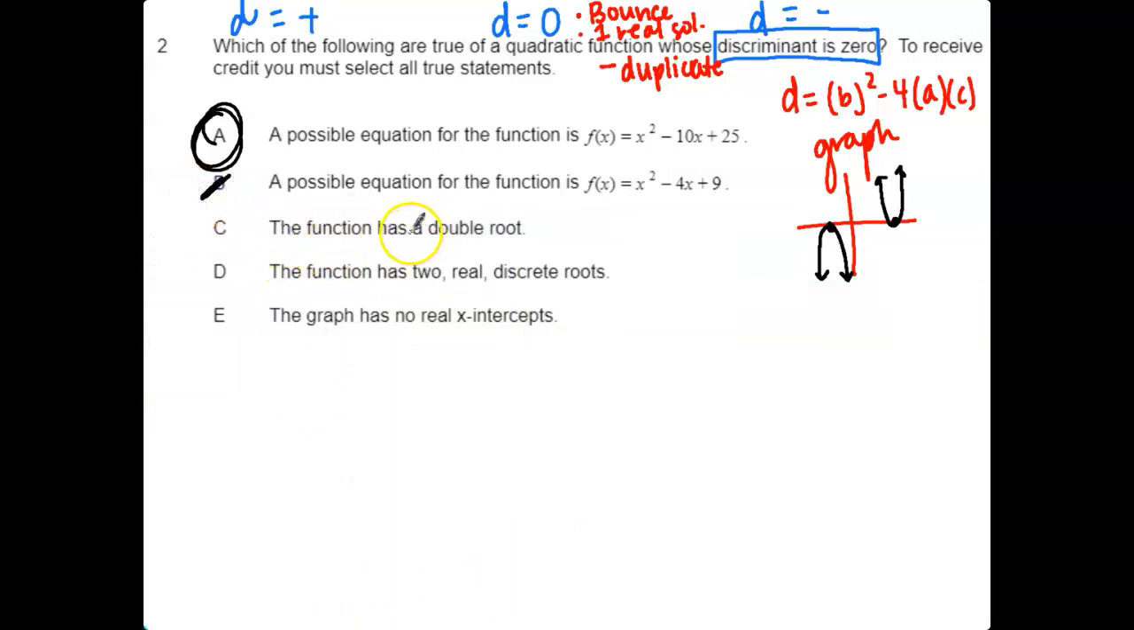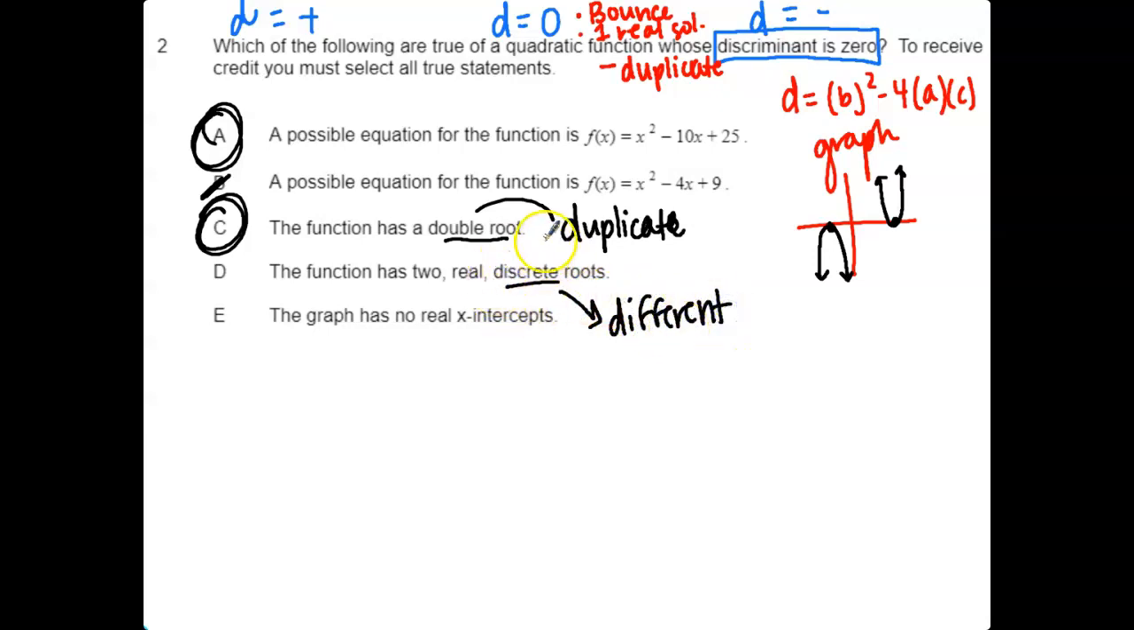Okay, C, double root. Yeah, double root, because double root is that whole duplicate. It's just another word to describe the duplicate part. So for sure C. Okay, the function has 2 real discrete roots. So discrete means different.